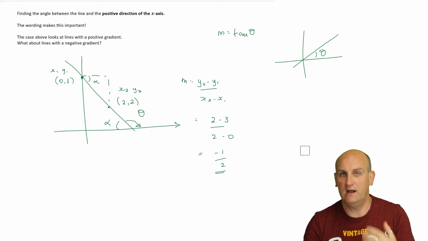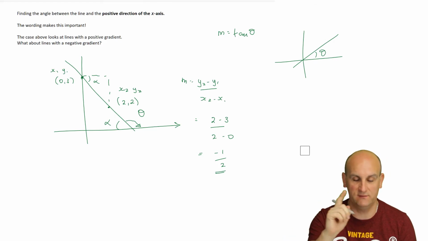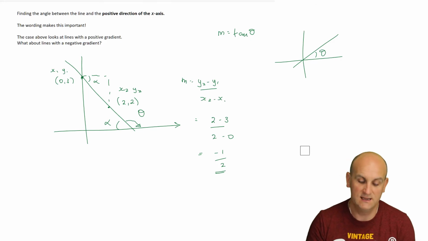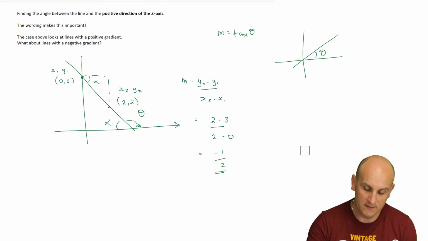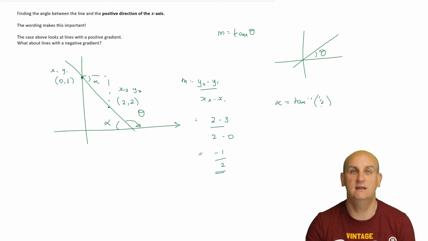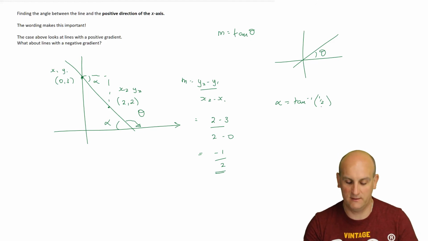But to be able to find alpha, all I want to do is opposite over adjacent. So when I want to find alpha, I just need to do the inverse tan of the opposite over the adjacent. So the negative sign is completely irrelevant. I just want to find the inverse tan of a half. So I now know that alpha is equal to the inverse tan of a half. That minus sign doesn't tell me anything. I'm looking for opposite over adjacent. I don't care about the minus sign.